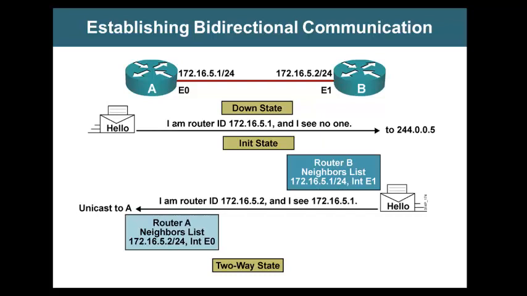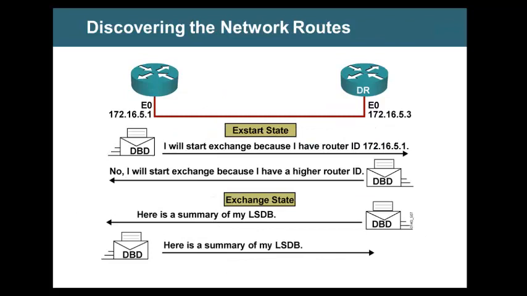The priority will be compared. The high priority becomes the designated router. The next highest will become the backup designated router. If all have the same priority, then the one with the higher router ID becomes the DR. The next higher will become the BDR. This decision is made in the ExStart state.